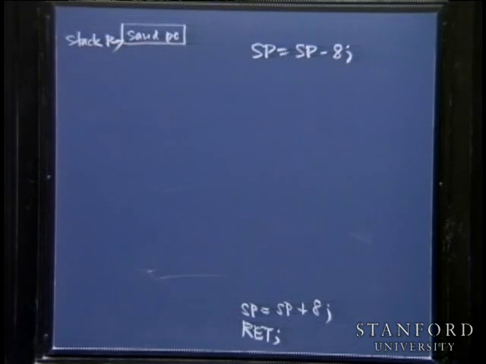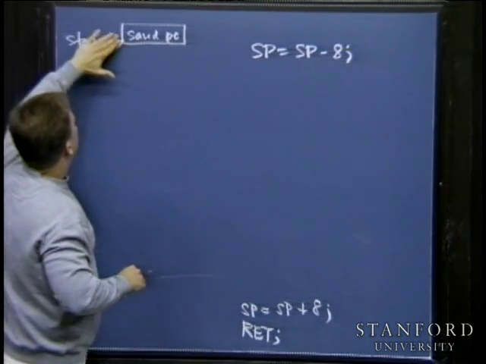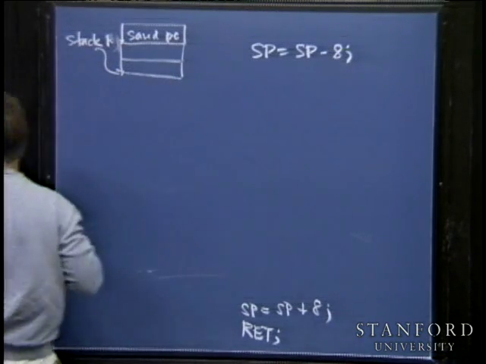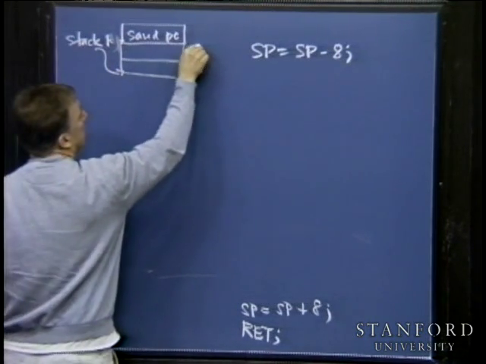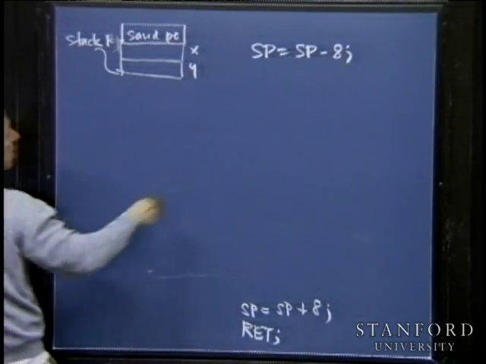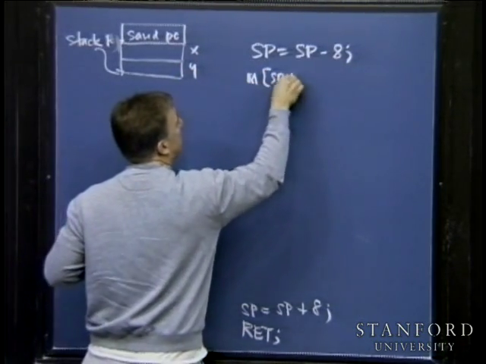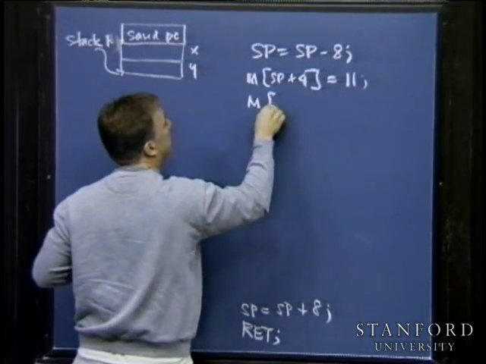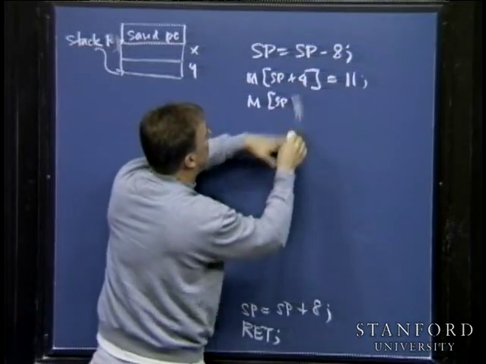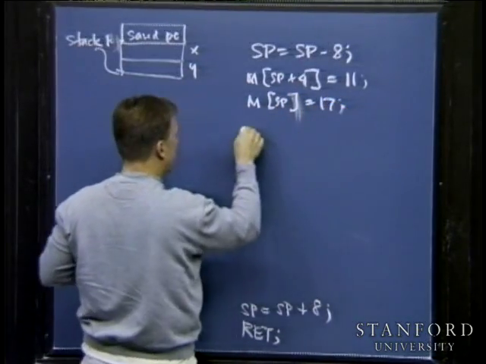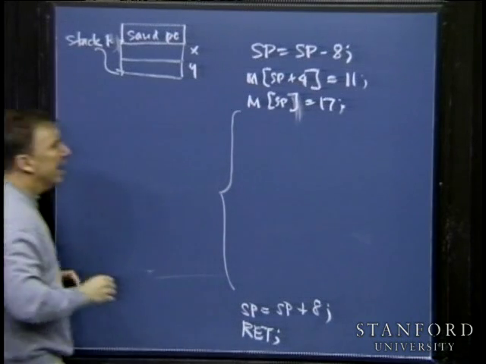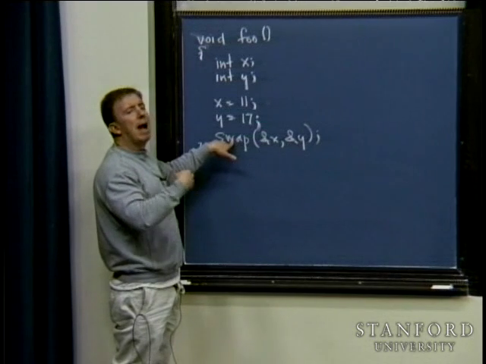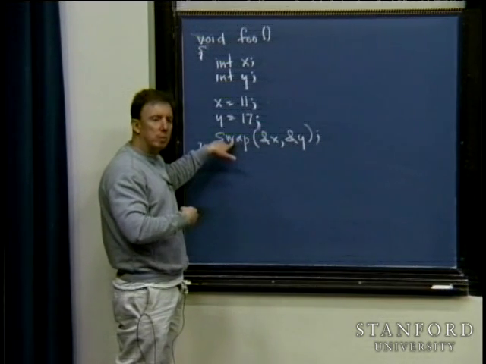Now I'll concern myself with this right here. This brings the stack pointer down to introduce those 8 bytes. X is above Y. So this instruction translates to M of SP plus 4 is equal to 11. Then M of SP is equal to 17. And then virtually all of the rest is associated with the work that's necessary to set up a function call and react to its return.